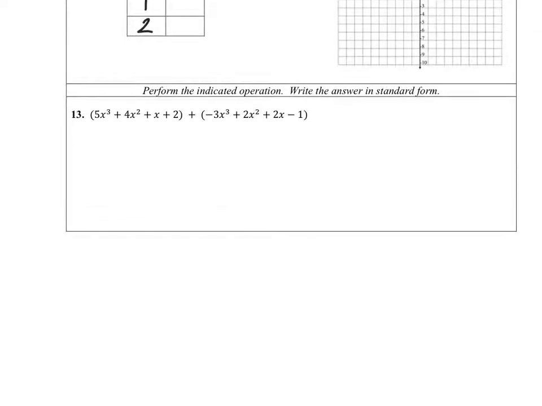On 13, you're just combining like terms, and this is a plus, so it's real simple. You can stack them one on top of another, or if you like looking at it as a line, you can do that as well. Just want to caution you, remember there's always a 1 in front of that letter that's by himself.